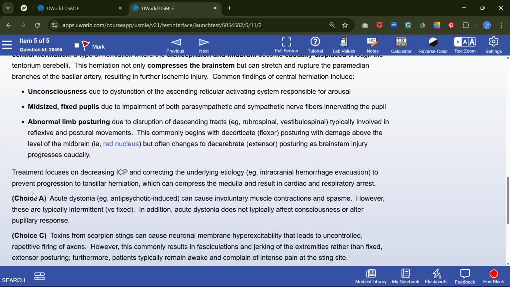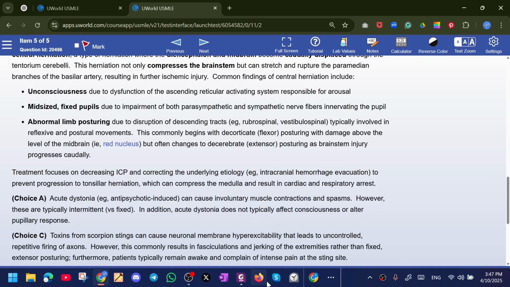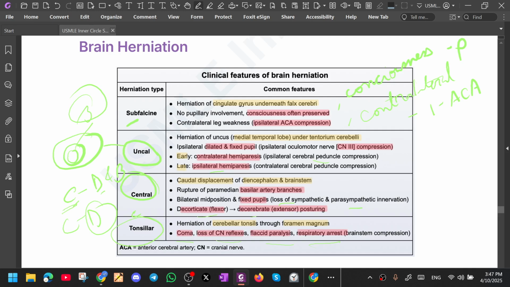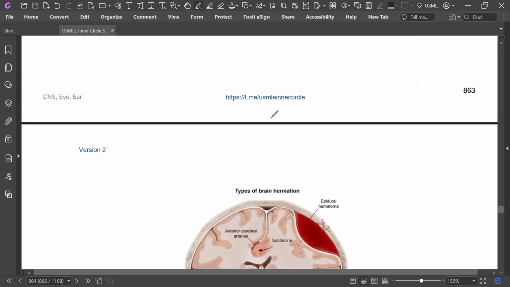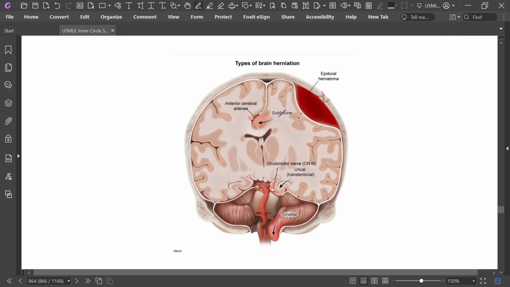Treatment focuses on decreasing the intracranial pressure, correcting the underlying etiology, and intracranial hemorrhage evacuation to prevent tonsillar herniation, which can compress the medulla. So central herniation can finally cause tonsillar herniation, which can compress the medulla, resulting in cardiac and respiratory arrest. Okay, finally, in short, herniation is a very high-yield topic.